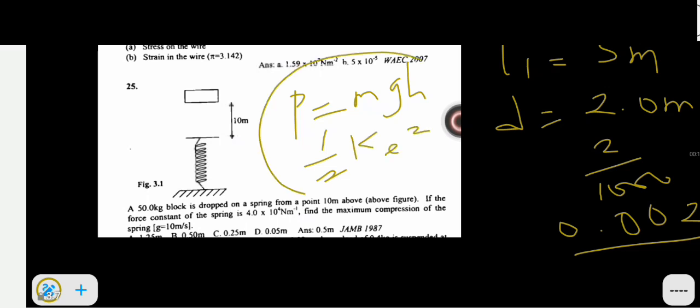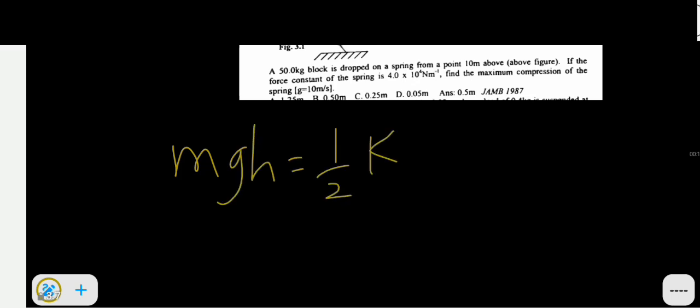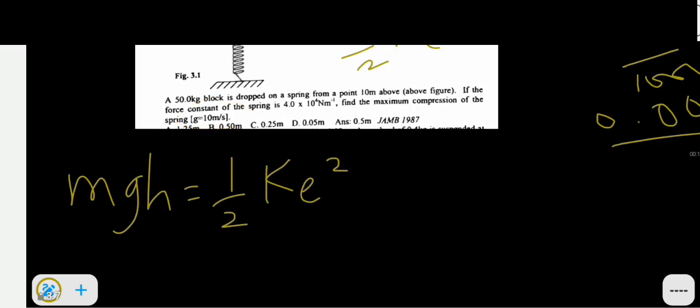So both of them will be equal, because energy is always conserved from the law of conservation of energy. Energy can neither be created nor destroyed, but can be converted from one form to another. So you're going to have mgh is equal to half ke squared. You can see that they gave us acceleration due to gravity, g, as 10. We have the mass, which is 50. Then we have the height, which is 10. So k is 4 times 10 to the power 4.